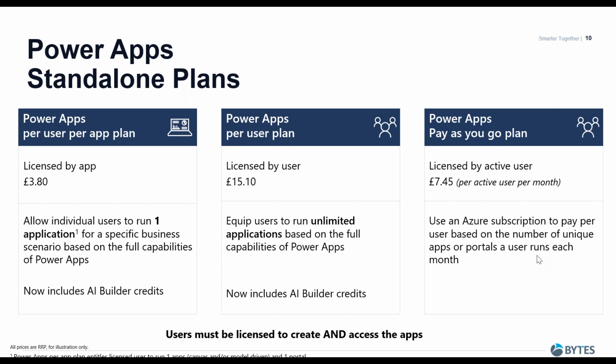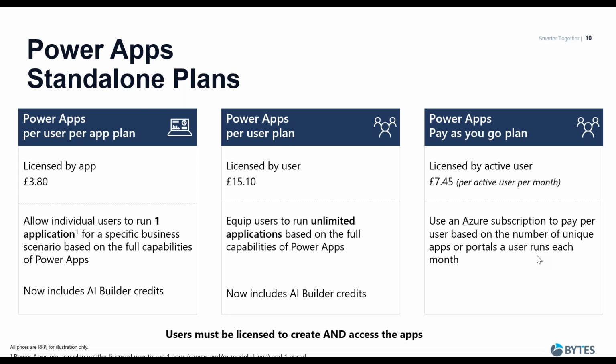So if you only have one or two applications, it'll be cheaper to buy a per user per app license. Our other option when your users are starting to build more and more applications is the per user model. The per user plan allows your licensed users to access unlimited applications. So as you build more and more applications, it will become a cheaper way to do that.